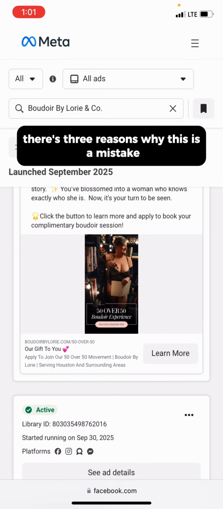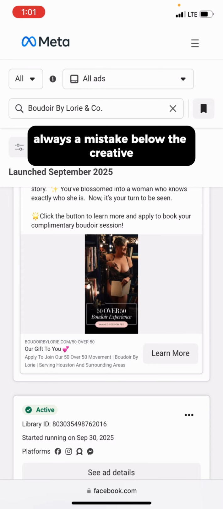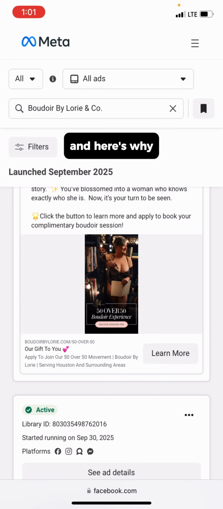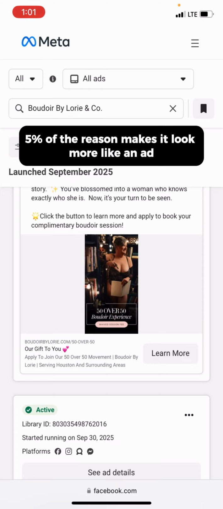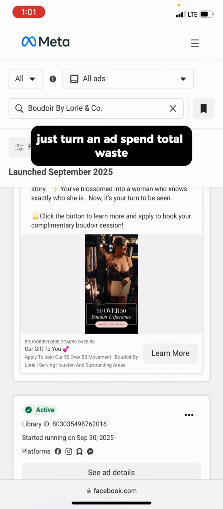There are 3 reasons why this is a mistake. Any extra words, any buttons, are always a mistake below the creative. And here's why. Reason number 1, 5% of the reason: it makes it look more like an ad, feeding into mistake number 1. Fewer people consume the ad, just churn in ad spend, total waste.